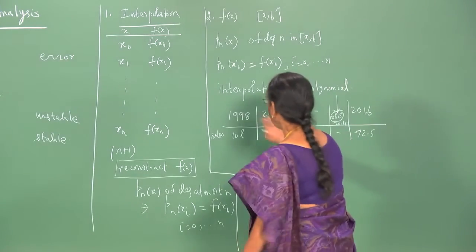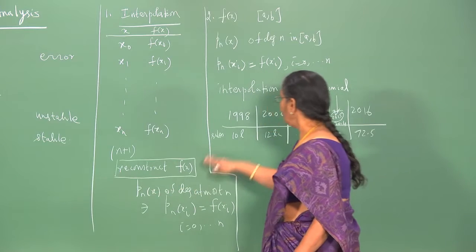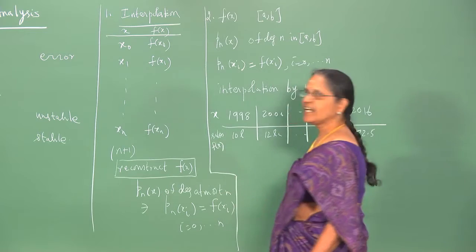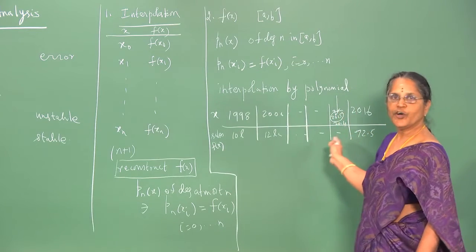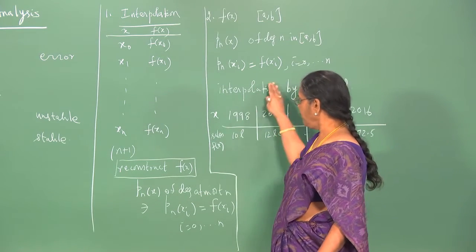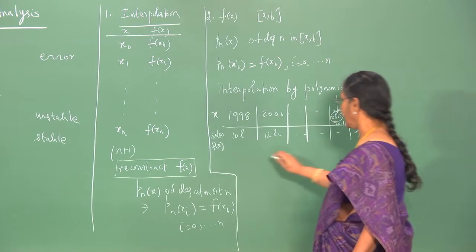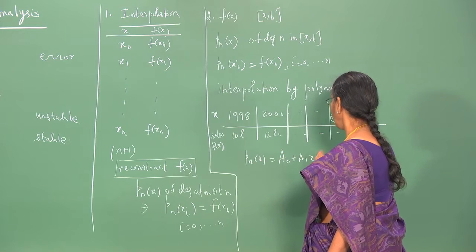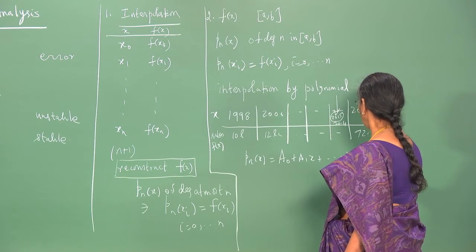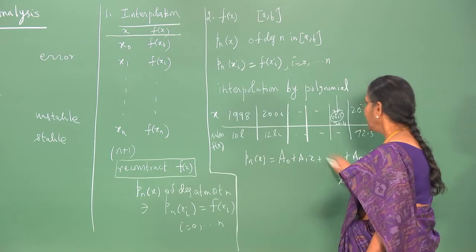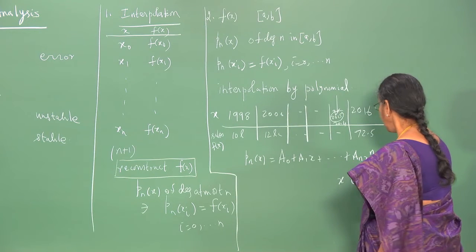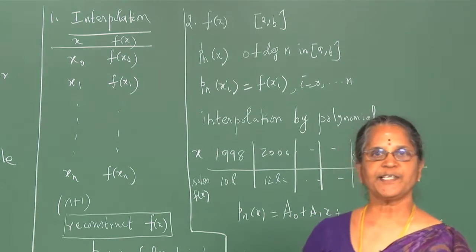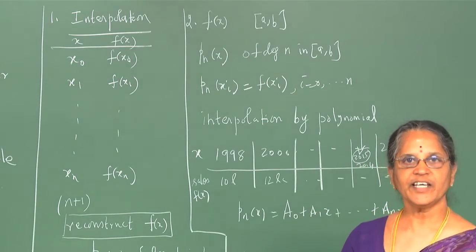Then one can fit a polynomial Pn of x. So, this will be x and this will be the value of f at that x, which are given to you. So, one can find an interpolating polynomial that interpolates this data and obtain a polynomial of the form a naught plus a1x plus etc. plus an x to the power of n for any x that lies between 1998 and 2016. So, one will be able to immediately obtain the missing information in the given data.